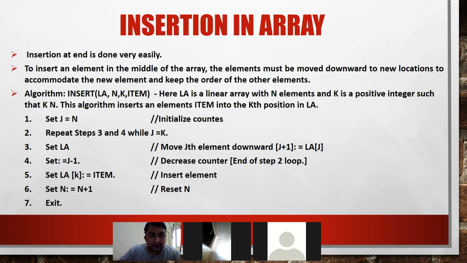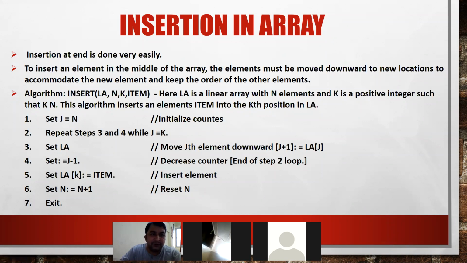As I initially told you, when you are writing an algorithm, please write the variables first, and the explanations of the variables, then you can start with the algorithm. Now set J equals N, so the number of elements is stored in a variable called J. Repeat steps 3 and 4 while J is greater than or equal to K. While J is greater than or equal to K means what? Until you reach the position which you want to insert an element.